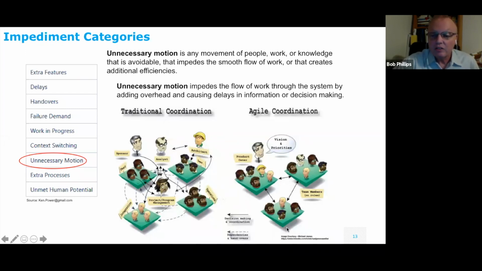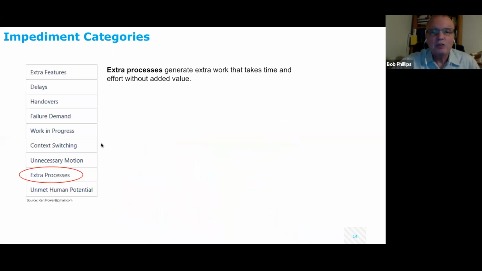And this comes from Michael James. It's a really good read. It takes about maybe 15 minutes to read the comic book. Okay, the next is extra processes.